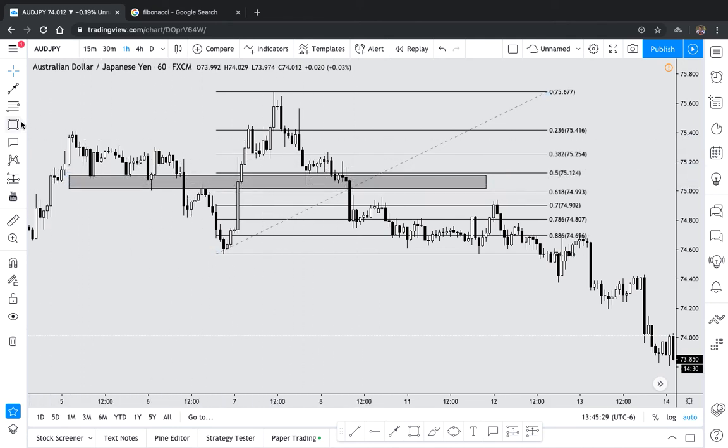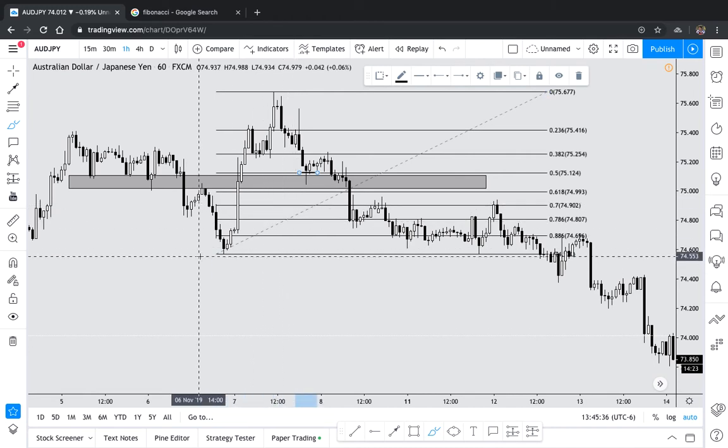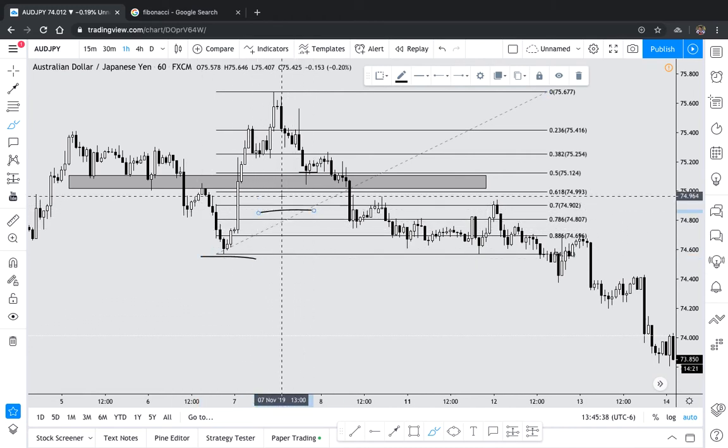So what we're going to do is buy this market, and we're going to ride it to the moon. Well, say we buy here. Where's our stop loss? Under here? Is it under here? Is it under here?